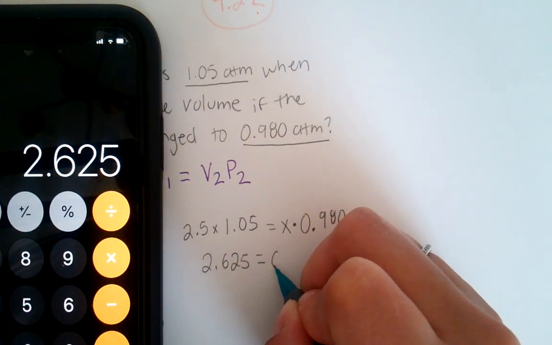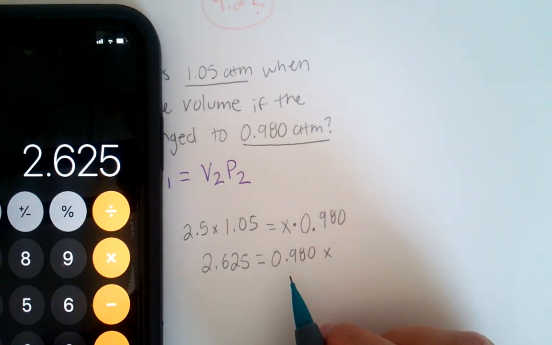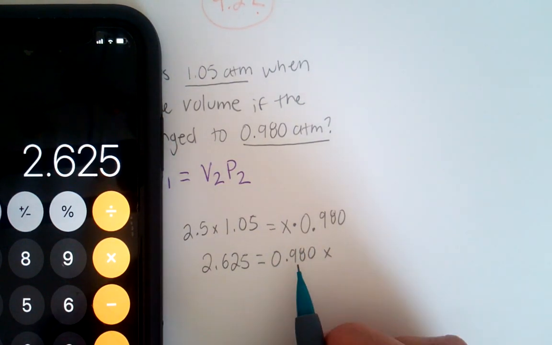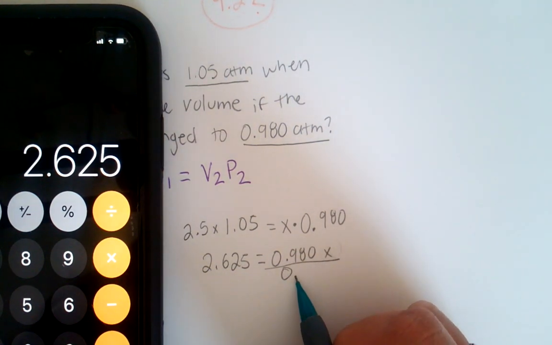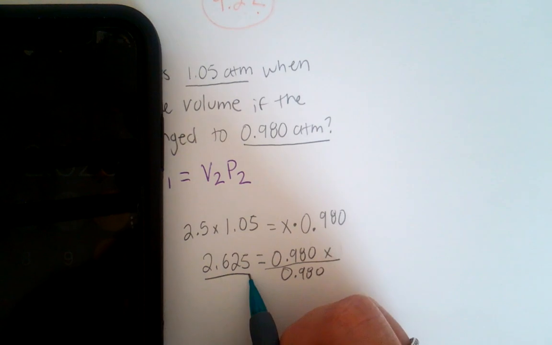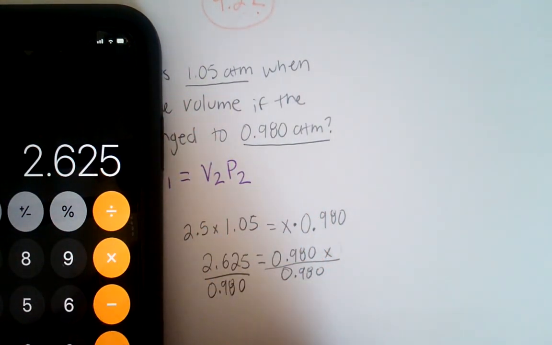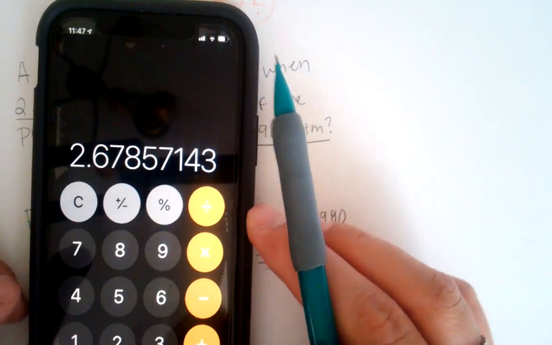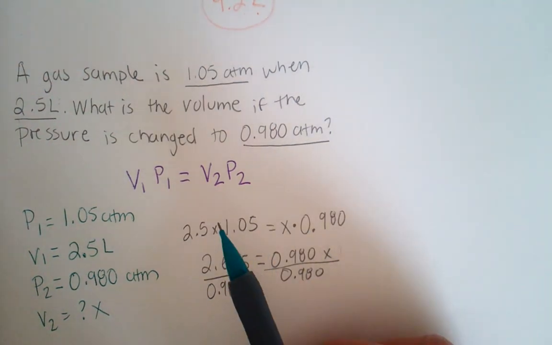And that is equal to 0.980 times X. Remember, it doesn't matter if the X goes before or after, because with multiplication you get the same thing. We want to isolate X, we want X by itself, so we're going to divide both sides by 0.980. You're going to take this in your calculator and divide this number by 0.980. You're going to get this big number, 2.678577143.